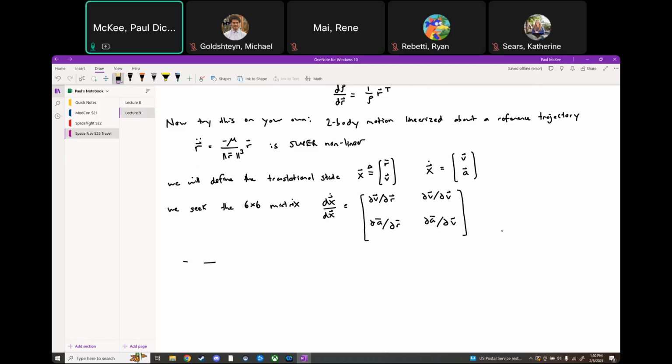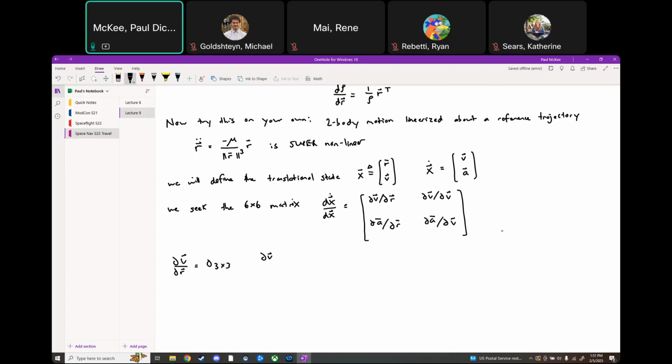Oops, we got some stray marks here. Okay, let me. So first of all, velocity. We don't really have velocity as a function of position because velocity isn't a function of position, right? You can have some position and have any velocity according to the two-body laws of motion. There isn't a velocity equation. So we could just say the derivative of velocity with respect to position is nothing. There's no r in the velocity equation.